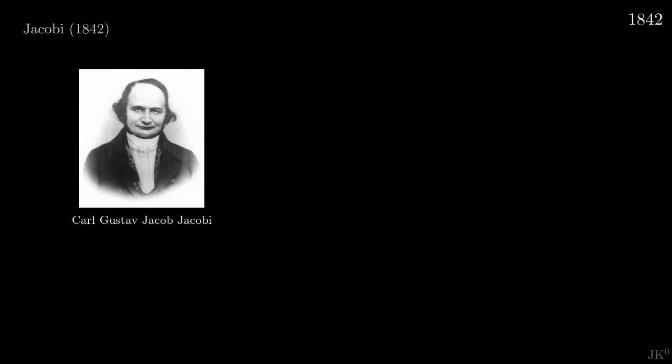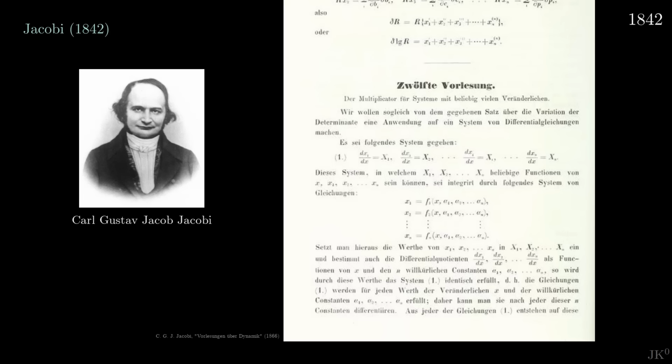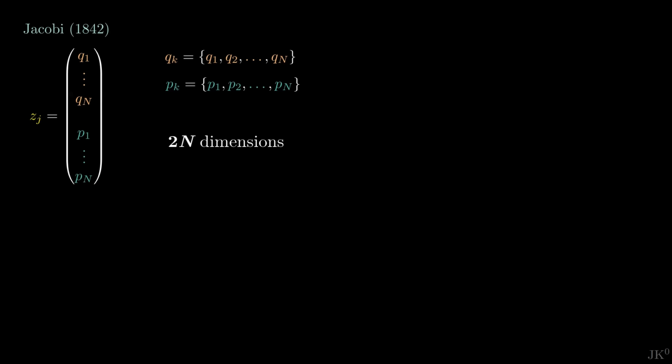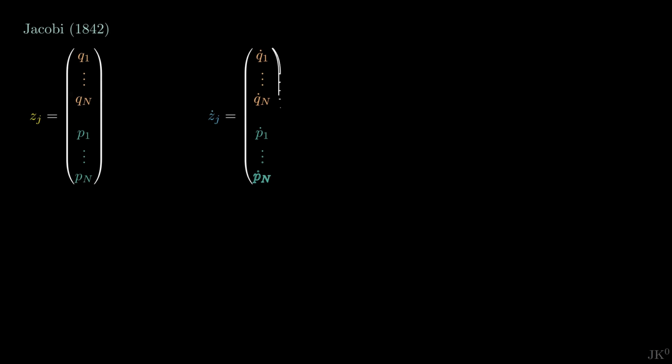In 1842, just a few years after Hamilton's paper, Jacobi recognized that the evolution of the canonical variables in Hamilton's theory is precisely of the type considered by Liouville. To understand Jacobi's finding, let's take the n coordinates and n momenta of a general physical system of n degrees of freedom and arrange them into a single state vector z. Instead of the two-dimensional space of the previous examples, now the phase space has 2n dimensions. Just as with the 2D examples, we can calculate the velocity field in phase space as z dot.